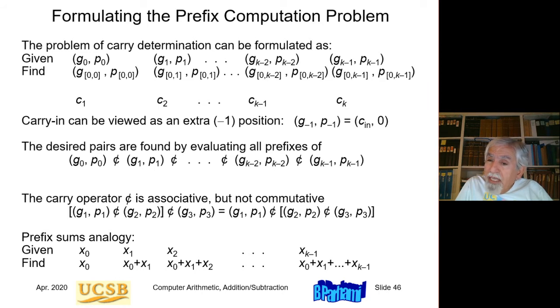If I do have carry in, then I can basically view that as another position to the right, or to the left in this case, because I'm starting position 0 at the left, position -1. Carry in is the generate signal for that position -1. In other words, if carry in is equal to 1, it's as if that position -1 generated a carry for me. And P-1 is always 0.